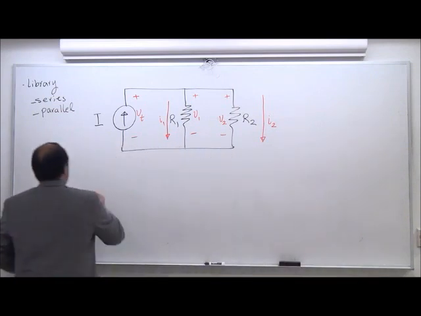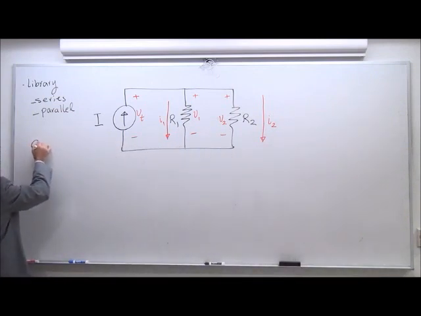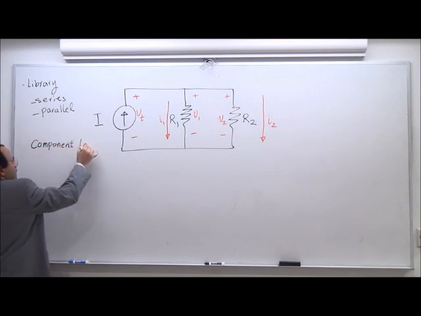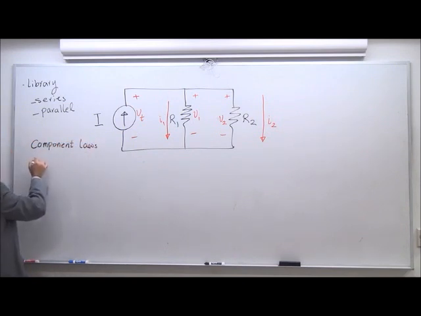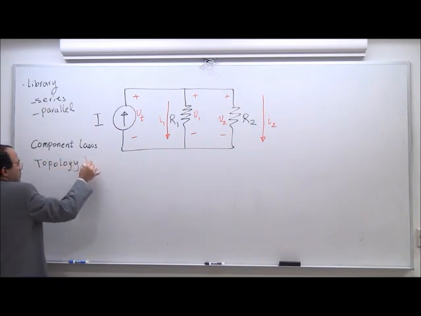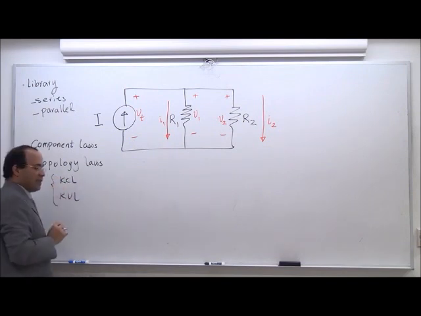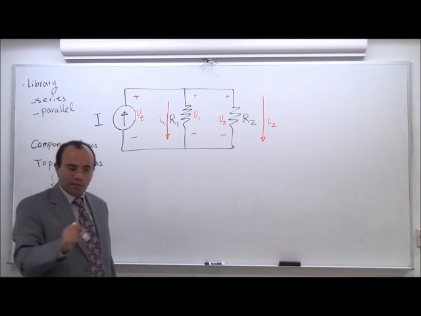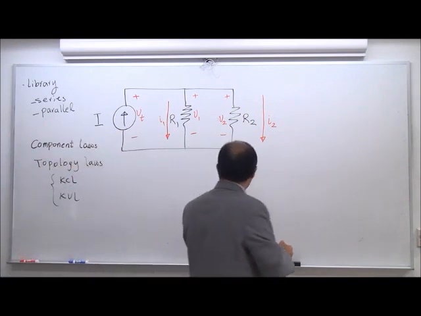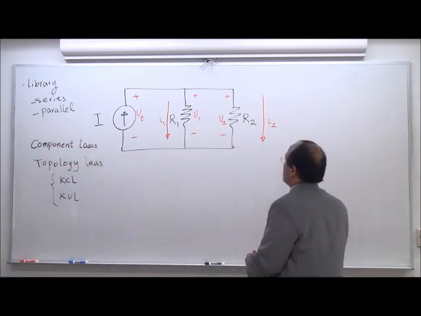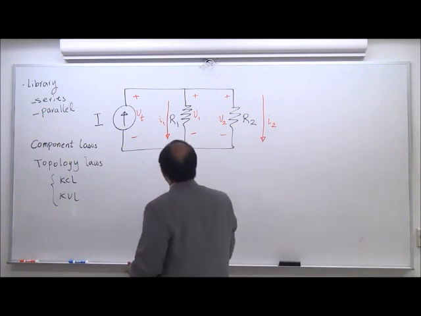Let's begin. The mentality is this. I need component laws. That's always what I do for chapter 2. Then I need topology laws. And in topology laws, I write the KCL law and I write the KVL law. For KCL law, I focus on the node. For KVL law, I focus on the loop.